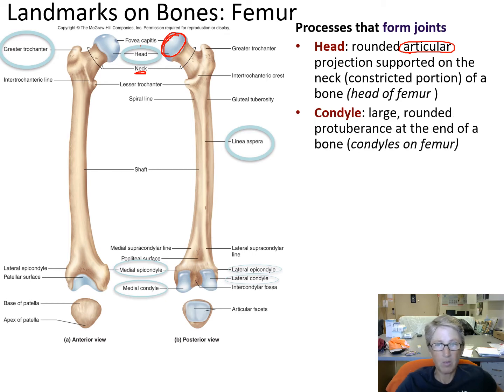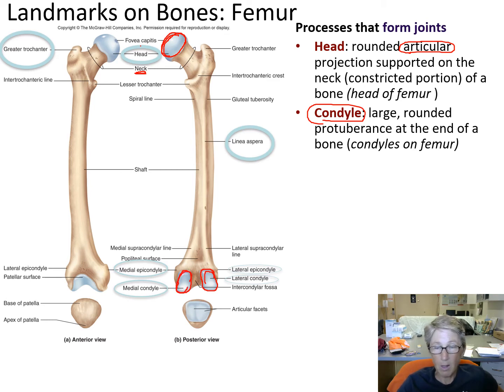So more processes that form joints: condyles. On the femur, at the distal end, you have a lateral condyle. And if you have a lateral something, you most likely are also going to have a medial of that same thing. So here's the medial condyle. Remember, you'd want to talk about these condyles because there could be condyles on other bones. This is the lateral condyle of the femur. This is the medial condyle of the femur.